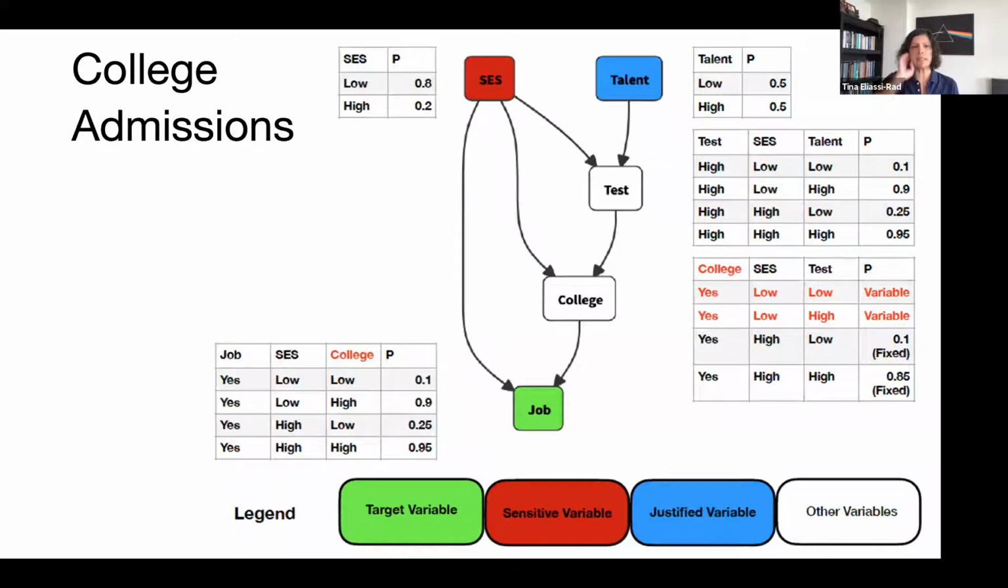So here's an example. You have college admissions, you have this Bayesian network. The variable that you can control is college. And of course, talent and your socioeconomic status affect your test results. Your test results and your socioeconomic status affect the college you go to. For example, there are all these legacy admissions. You may have heard of them, at Ivy League schools and other rich private schools. And then, of course, the college you went to and your socioeconomic status affect the kind of job you get.